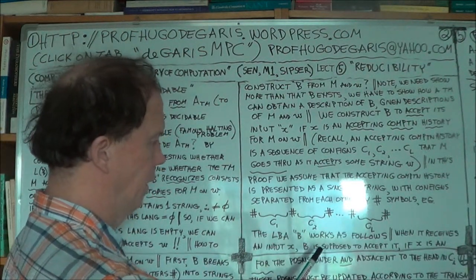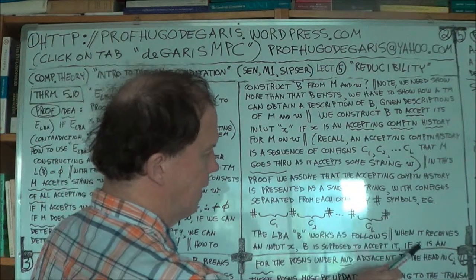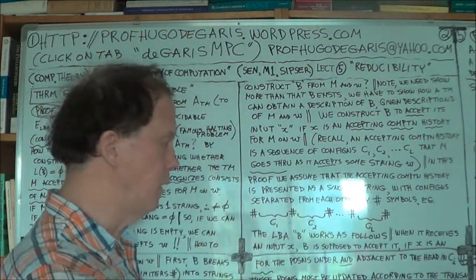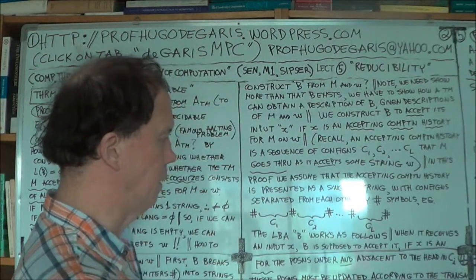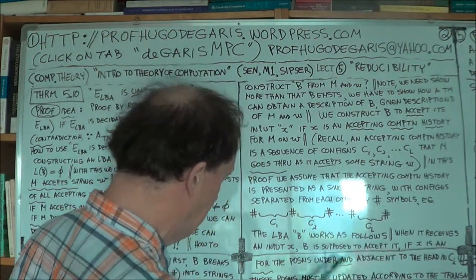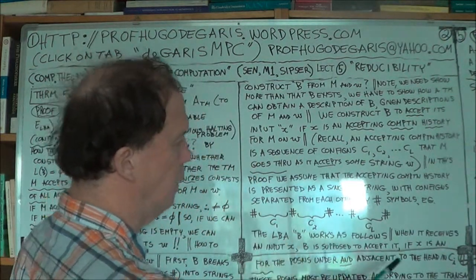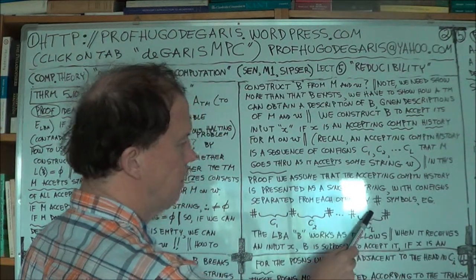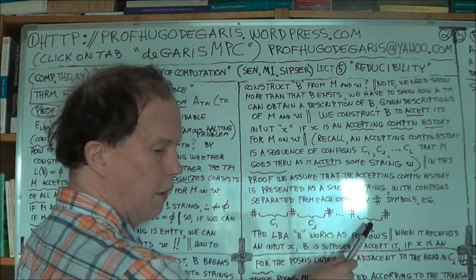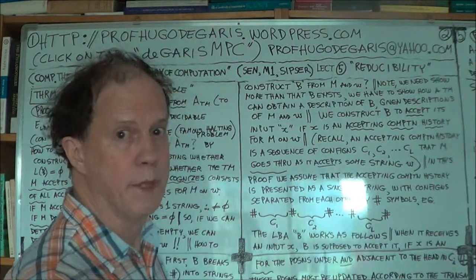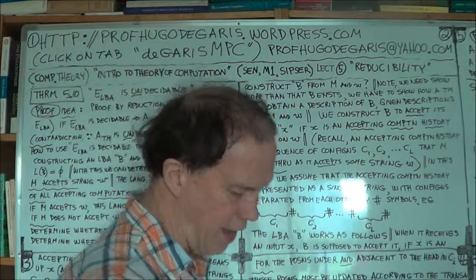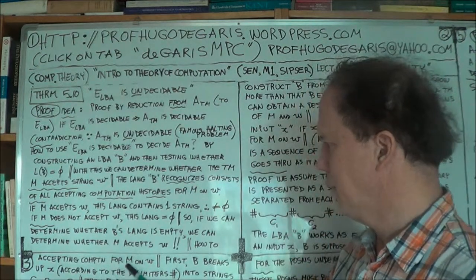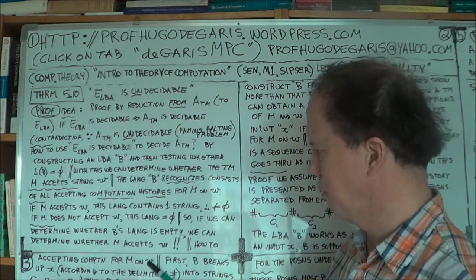Now if this X is an accepting computation history, then B will accept it. See, B is supposed to accept this X, this string going in, if this string is of this form, and in the final configuration, the state is an accept state. So if X is an accepting computation history for M on W, and string W goes into M.